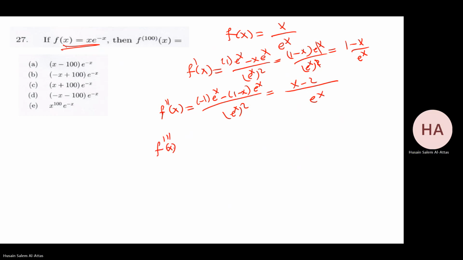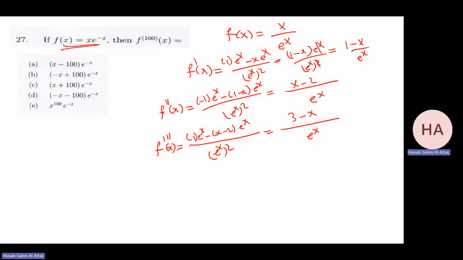Third derivative, what will happen? I have 1 times e to the power x minus (x minus 2) e to the power x over (e to the power x) square. So I have e to the power x here. But there I have 1 minus x plus 2. I have 3 minus x. So what will be the nth derivative? Okay. The nth derivative, if you notice, it will be what? The denominator is e to the power x, no doubt. For the numerator, I have this one as x minus 0, so this is x minus 0, 1 minus x, x minus 2, 3 minus x.